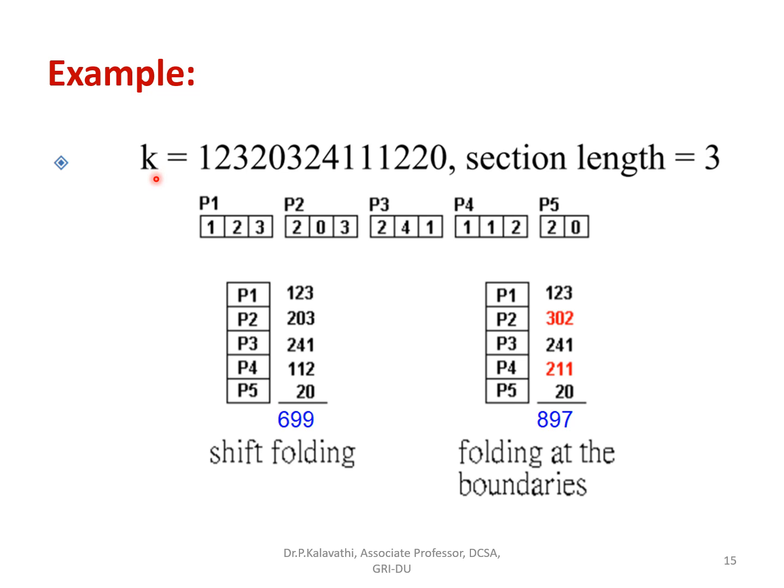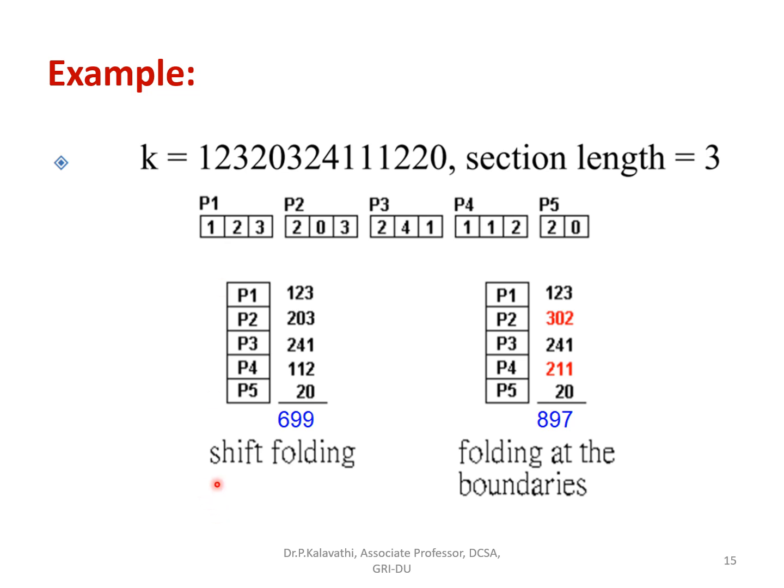So let us take the same key value k as this, and our part size is a length of 3. So we have to divide 3 digits into a part. The first three digits 1, 2, 3 will become part 1. 203 is P2 and 241 is P3. 112 is P4. 20 is P5. There is no other digit, so the last part may not be equal to the length of all the previous parts.